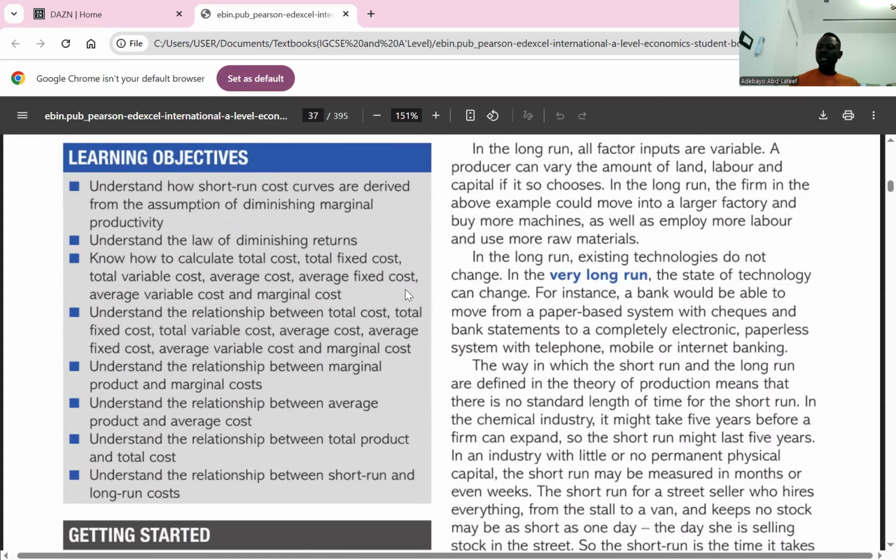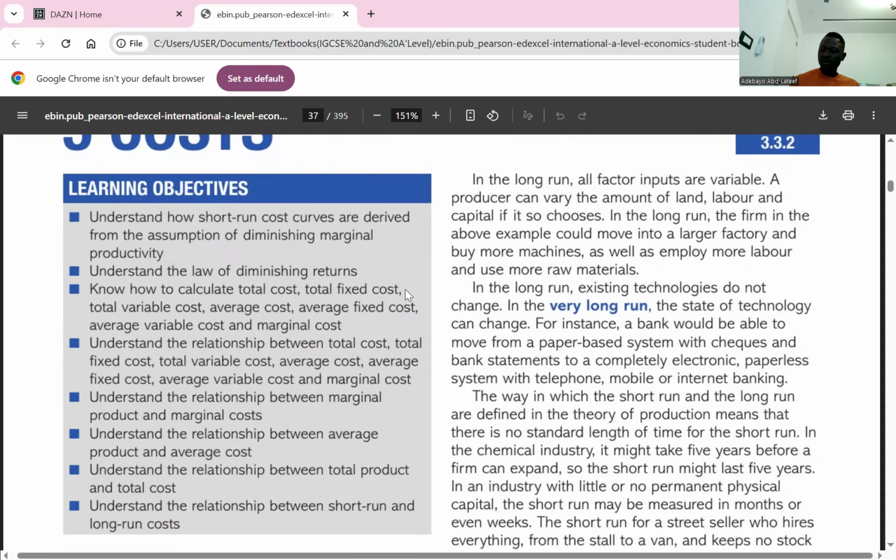So here I wrote, in the long run, all factor inputs are variable. This simply means that a producer can vary the amount of land, labor, and capital it uses at any point in time. There's no constraint on how much can be produced by a firm. So in the long run, there's no constraint on how much you can produce as a firm. Why? Because all your factor inputs, land, labor, and capital, are variables, which means you can use them for whatever you want to use them for.